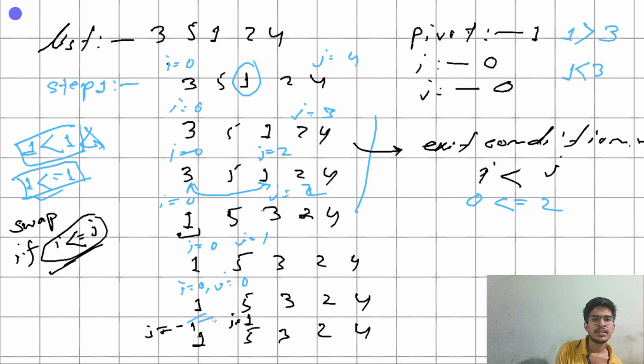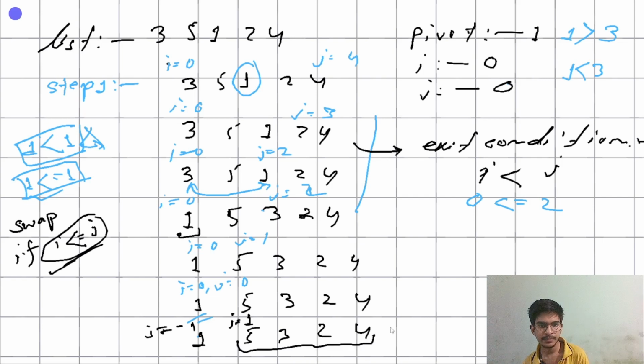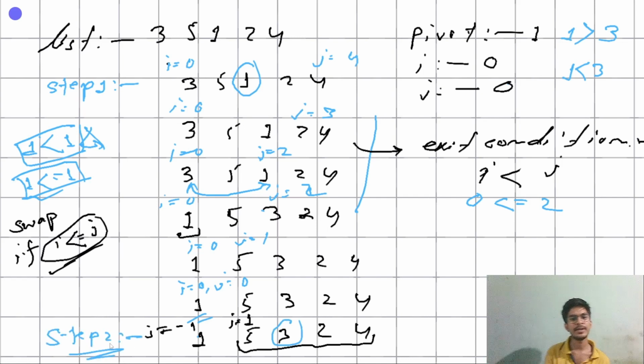Okay. Now from this side, again we'll take a pivot element and continue to do the same process. Now here, suppose the pivot element is this. So this is step 2 now. Actually, step 2.